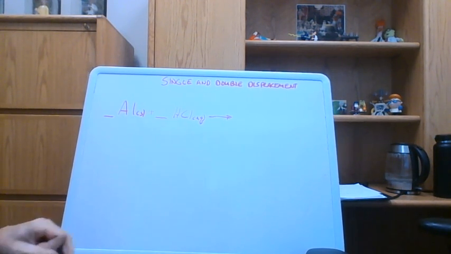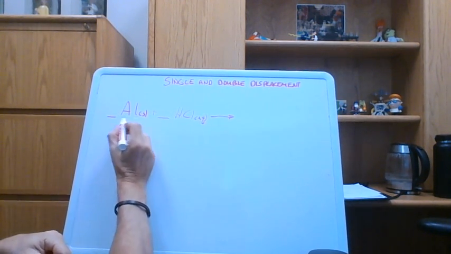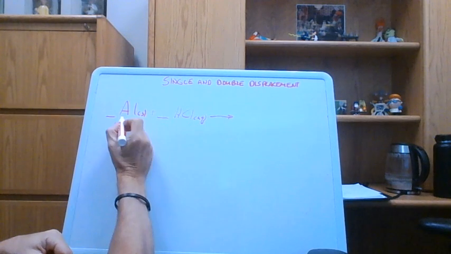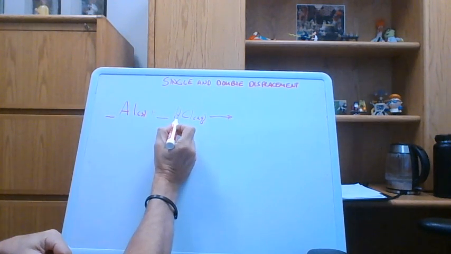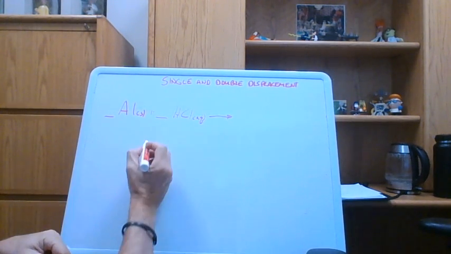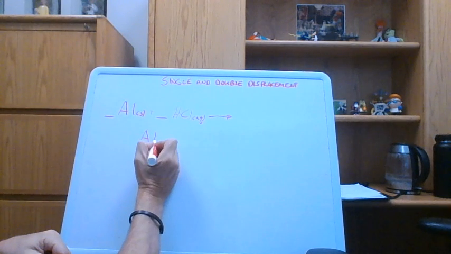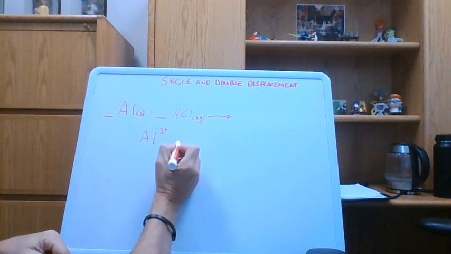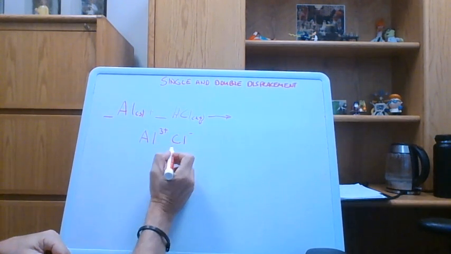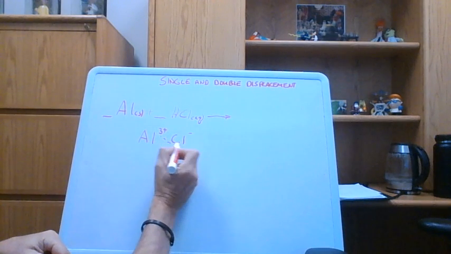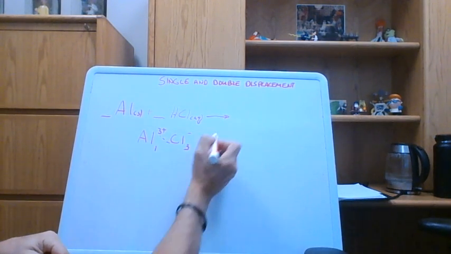All right, one more single displacement reaction. We're going to put a piece of aluminum in some hydrochloric acid. The aluminum is going to displace the hydrogen. It's going to be with the chlorine. From what we've learned earlier in the semester, aluminum is going to form a +3 charge. Chlorine is a halogen, so it's going to be -1. So we need 3 of these for every 1 of those.